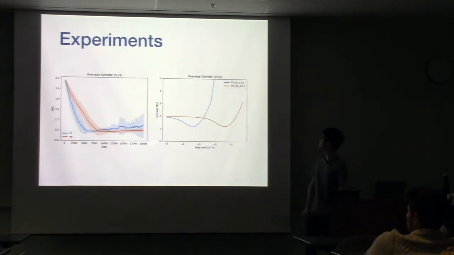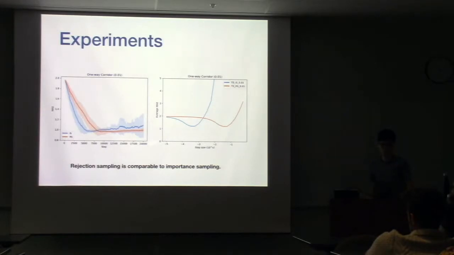So here's how they do. On the left, you have the learning curve. I chose the hyperparameter that minimized the area under the curve. And then on the right, you have the step size sensitivity curve for the same thing, with the same thing on the y-axis. So what we can see is that they kind of do about the same, actually, in terms of the area under the curve.